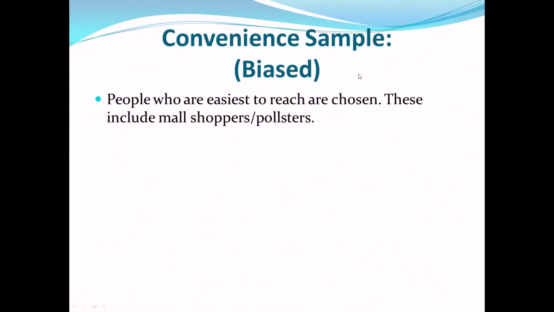Now here's another one, convenience sample, that is also biased. This is when you just grab anybody that's there. You don't really make any effort to selectively grab people. It's just like, okay, you're near me, come here, I want to ask you a bunch of questions. Like mall shoppers and pollsters.